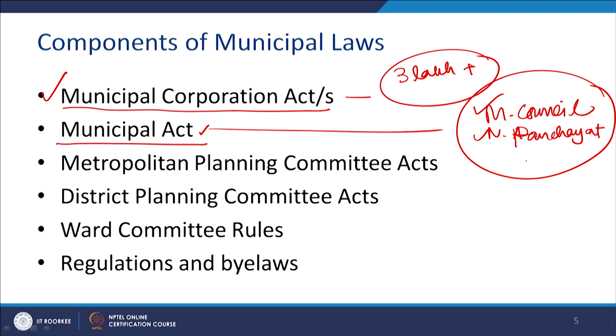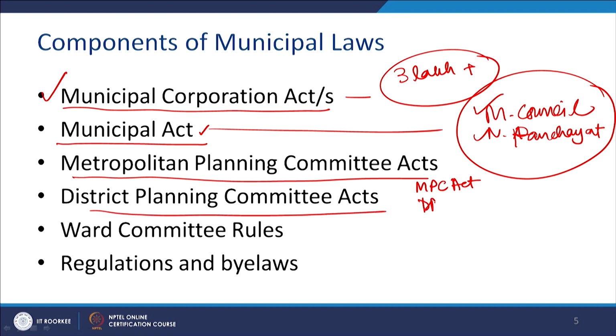Is that fine? And for the planning of the overall metropolitan area, there will be the Metropolitan Planning Committee Act, in short the MPC Act, and the District Planning Committee, DPC Act, will also be there. And as per the mandate of the constitutional amendment, the ward committee rules are also framed under the Municipal Act. These are basically rules which will govern the day to day business and the functioning of the ward committees.